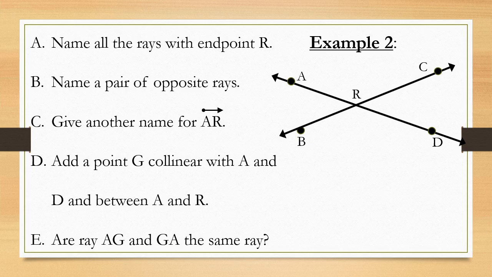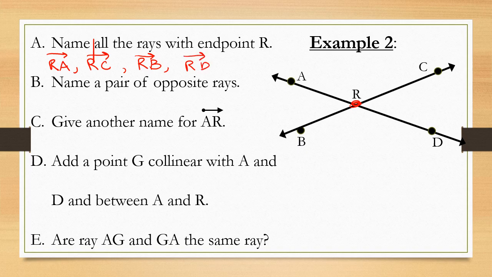To answer some questions, it says name all the rays with an endpoint at R. So if we look right here, we're going to have ray RA, we are going to have ray RC, we have ray RB, and we have ray RD.